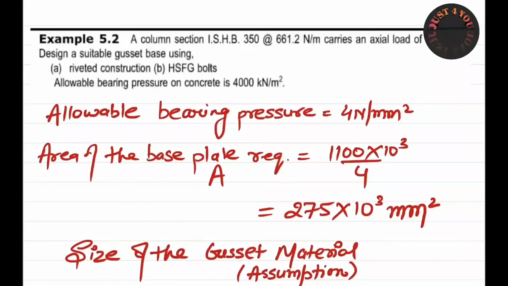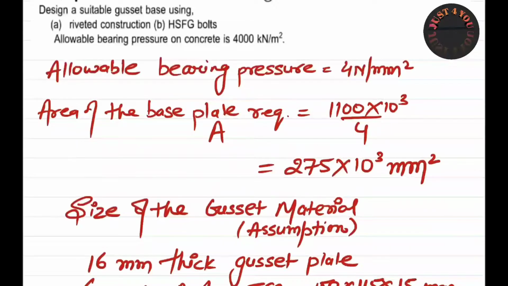Here is the numerical. The column section ISHB 350 carries an axial load of 1100 kN. We have to design the gusseted base as per two connections, riveted connection or HSFG bolts. Now the allowable bearing pressure has been given to us, that is 4000 kN per meter square. We will change it to Newton per mm square, that is 4 Newton per mm square.